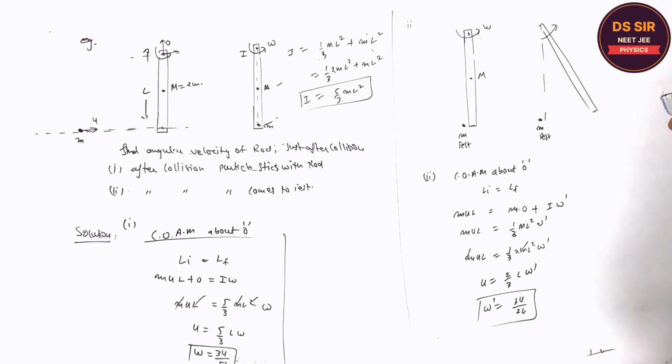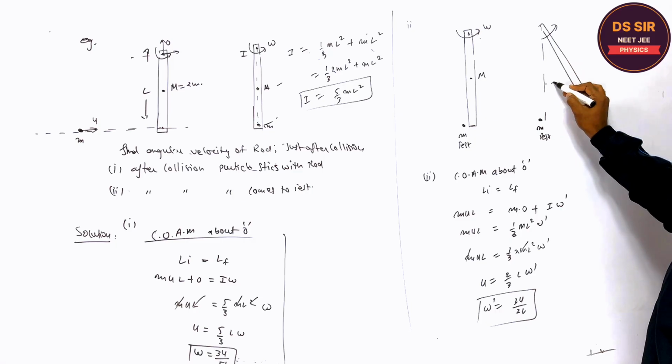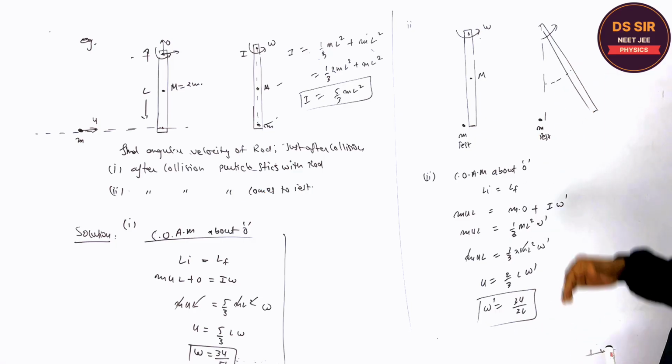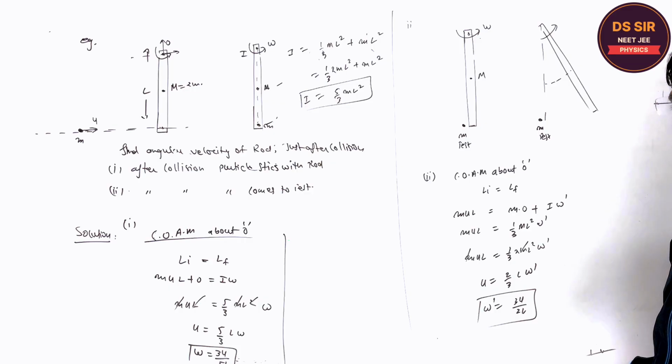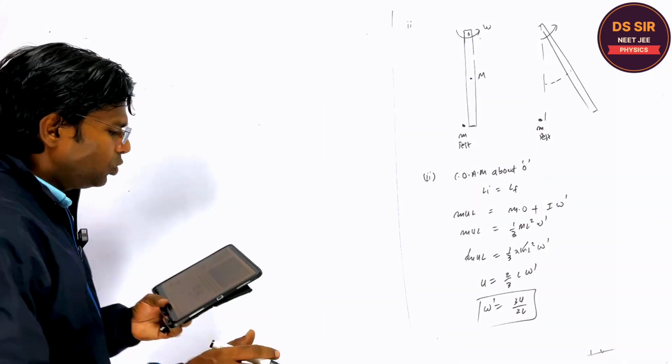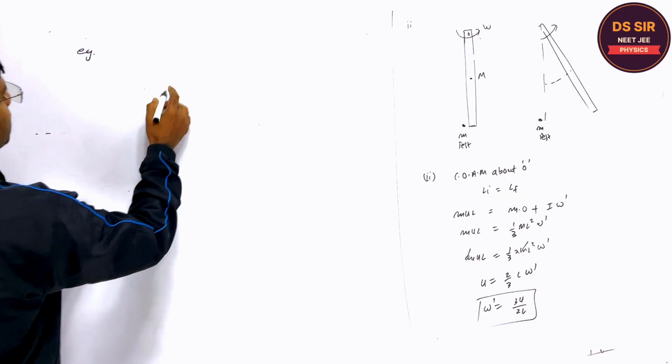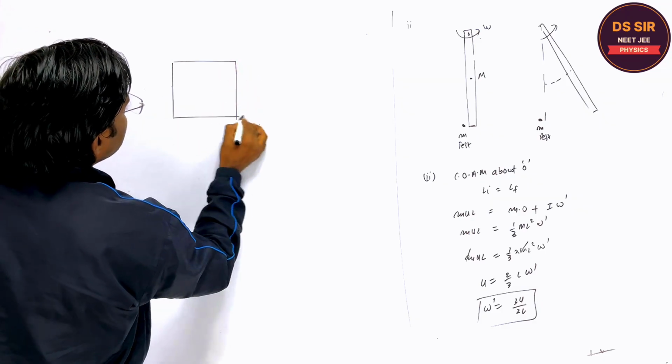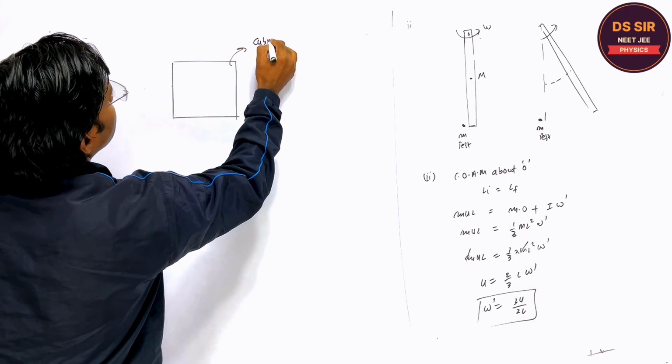So this is the omega dash. With the help of this, you can also find, applying the conservation of energy, how high the rod will raise its center of mass, right? Copy this. So in this question, there is a cube and the cube is of side 2a.